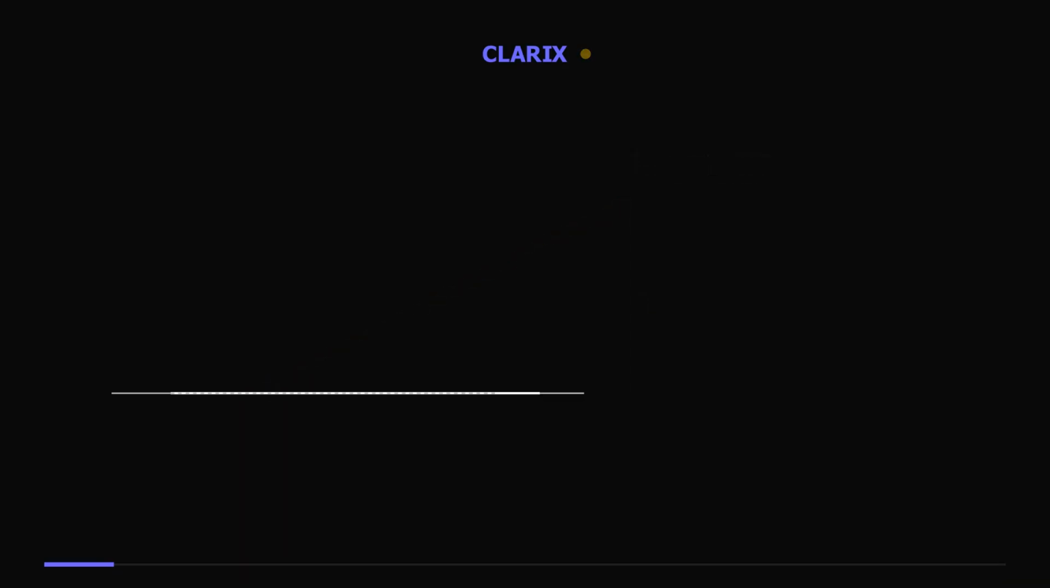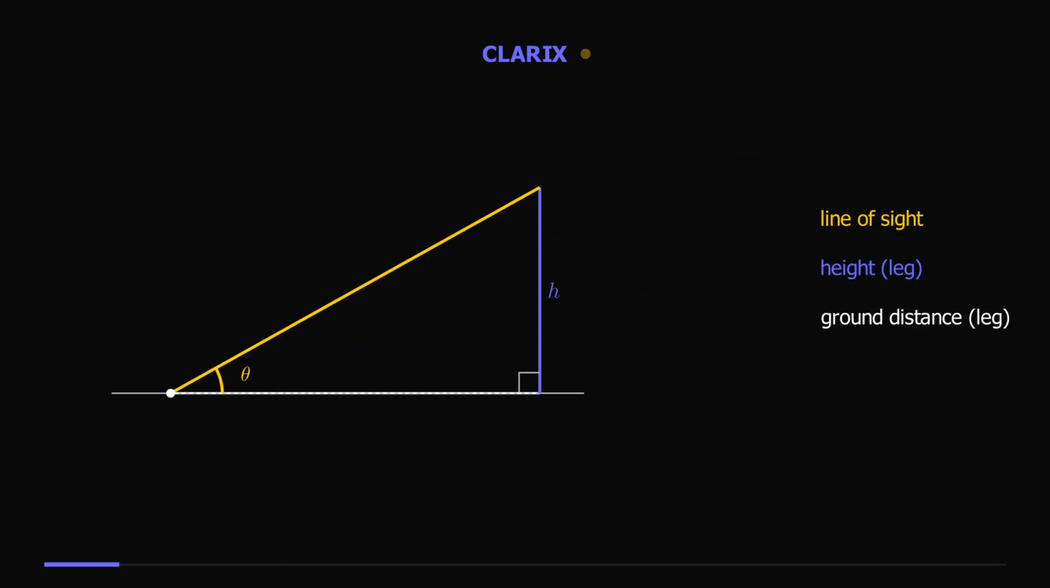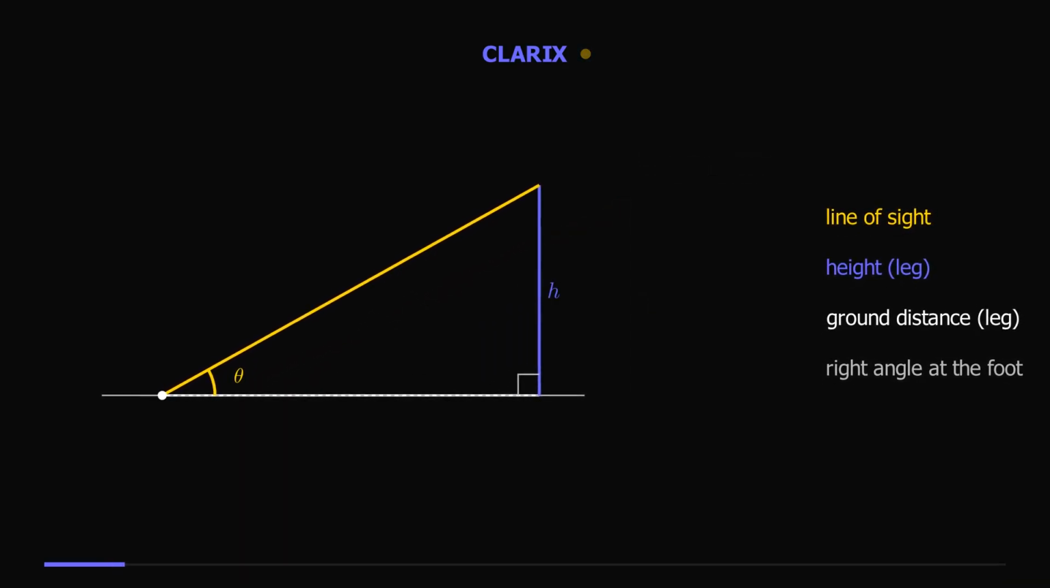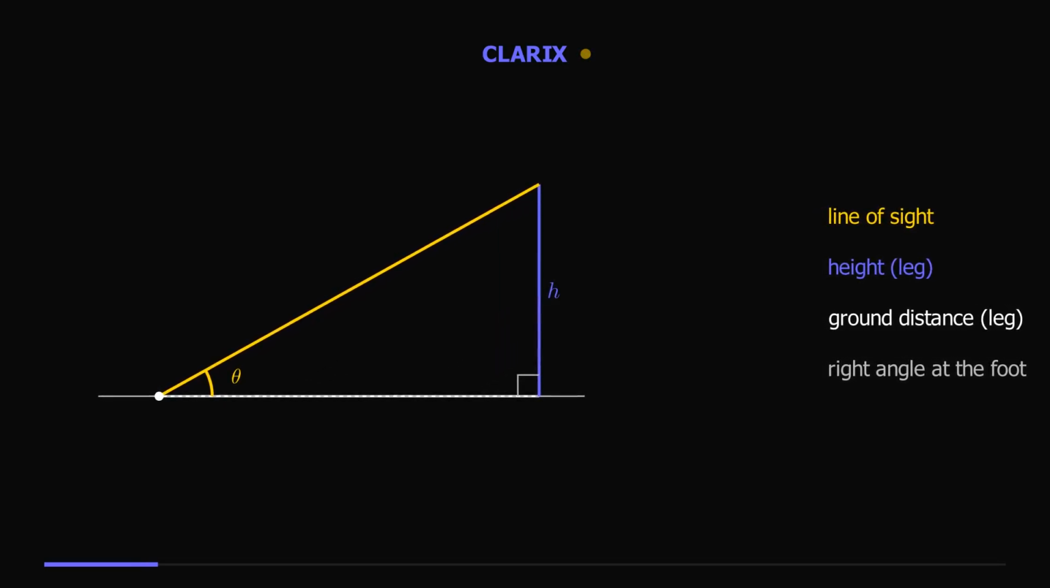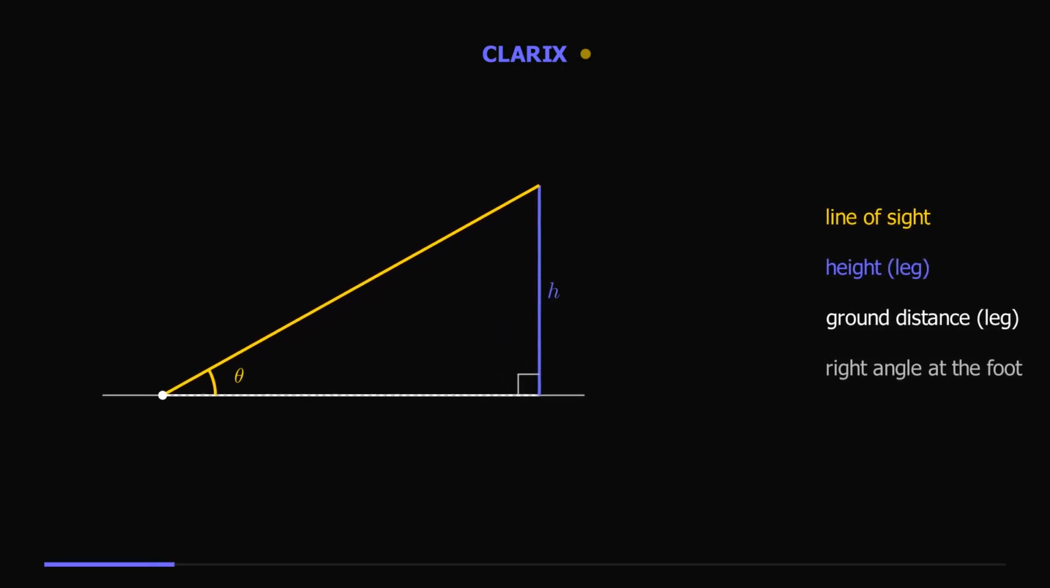Start with the picture. When you look at an object, the straight line from your eye to it is called the line of sight. Now build the triangle around it. The vertical height of the object is one leg, the horizontal distance along the ground is the other leg, and that line of sight is the hypotenuse. The right angle always sits at the foot, the base of the object. Every problem in this chapter is just this triangle.